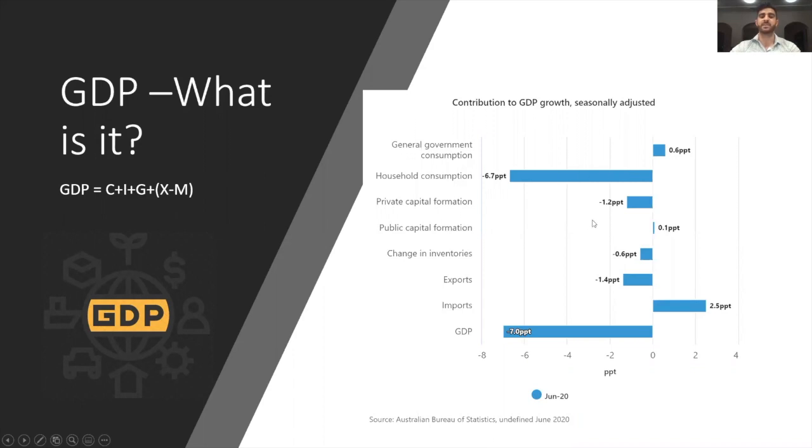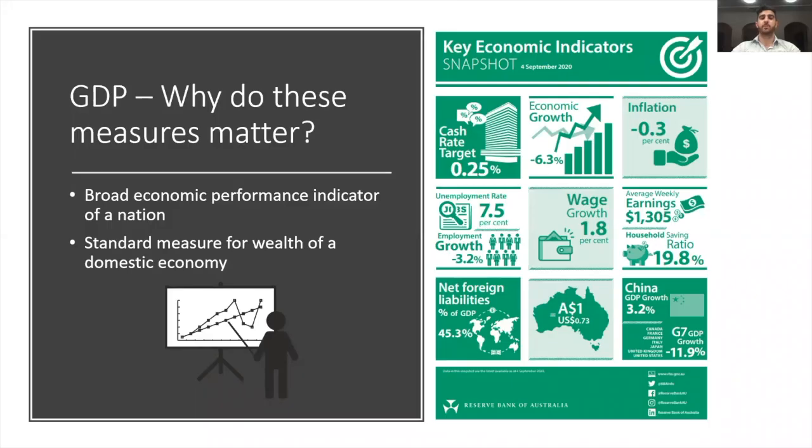Most noticeably, we see a large reduction in household consumption, which seems to have influenced GDP quite significantly, most likely due to COVID-19. GDP is a comprehensive indicator of a nation's economic conditions and can be used to compare global markets. Generally, a positive GDP indicates a growing economy, whilst a negative GDP indicates a contracting economy. The snapshot shown indicates a GDP rate in Australia this year at negative 6.3%, indicating a contracting economy.